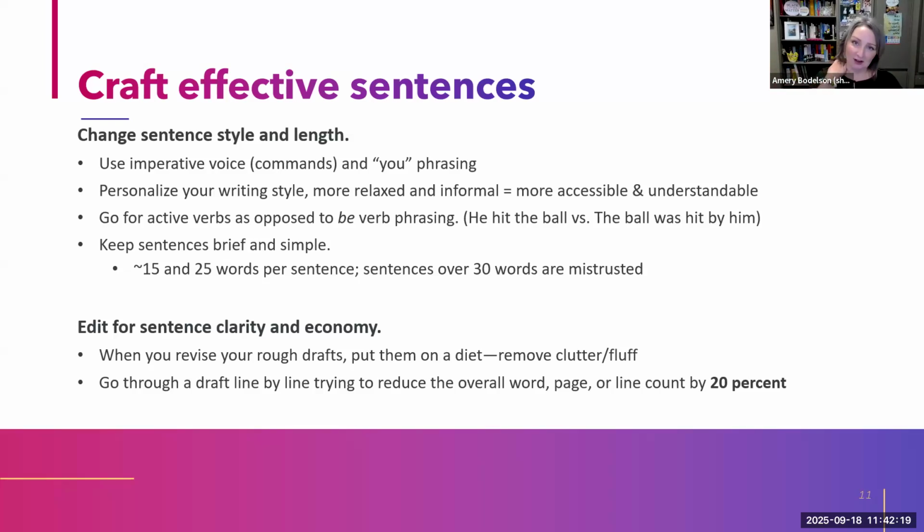And then once you have written your rough draft, that is when you can kind of go put everything, as we call it, on a diet. You're getting rid of that verbal clutter, that verbal fluff that doesn't need to be there.